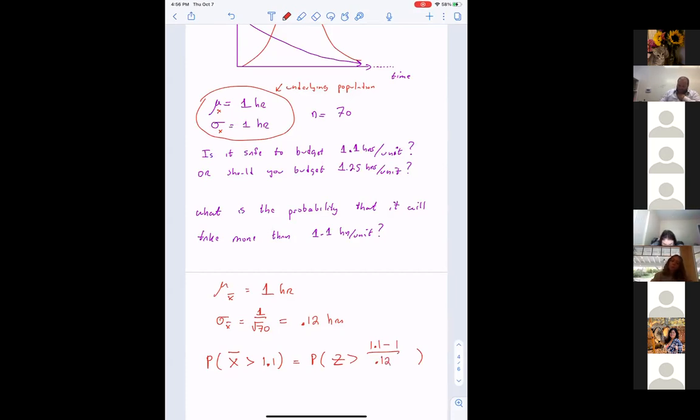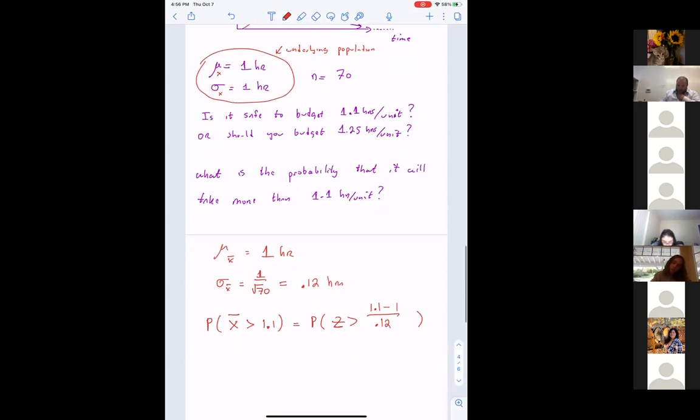So 1.1 minus 1, well, that's not that hard, divided by the deviation. I don't know how you got that, oh no, that's still a little off. Okay. So that's equal to the probability that z is greater than 0.837. Did you all get 0.837? So now, how do I compute the probability that z is greater than 0.837?